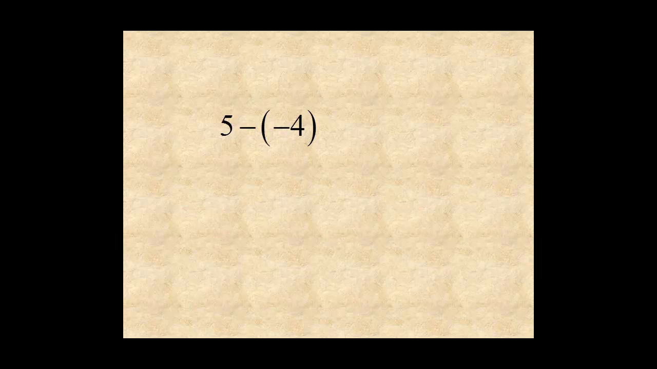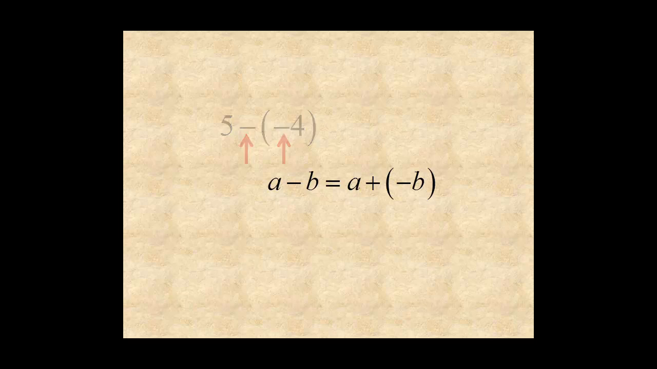Here's another example, 5 minus negative 4. In order to understand what this means, rewrite subtraction as addition of the inverse. So 5 minus negative 4 is 5 plus the inverse of negative 4, which is plus 4. The inverse of negative 4 is plus 4, and the sum is 9. The idea to remember here is minus a negative is a plus.